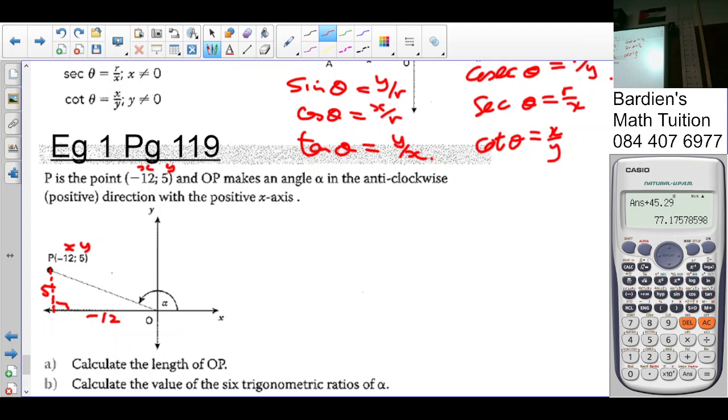So let's look at the question. The question says calculate the length of OP. Calculate the length of OP. So, how do you think we're going to calculate OP? Pythagorean theorem. So work out using Pythagoras the length of OP. Is that asking too much for you guys?